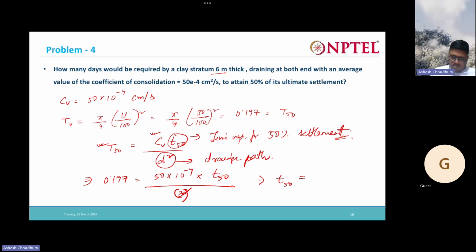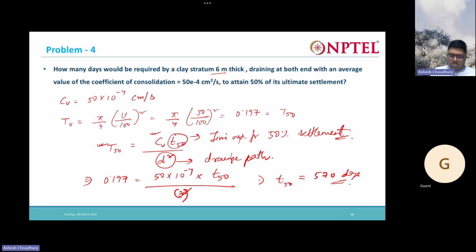So this one will come out as 570 days. So for 50% settlement of that ultimate total settlement, 570 days are required. You can see it's a lot of time, right? Almost 2 years time is required for 50% settlement. And this time is directly related to my coefficient of consolidation. If the coefficient of consolidation is higher, then the time required will be lower.